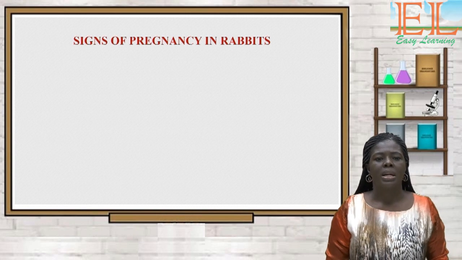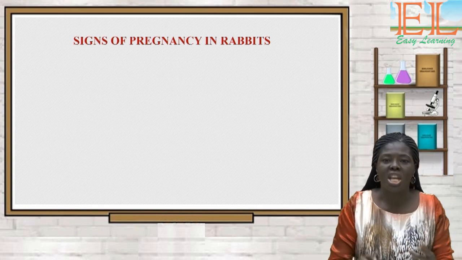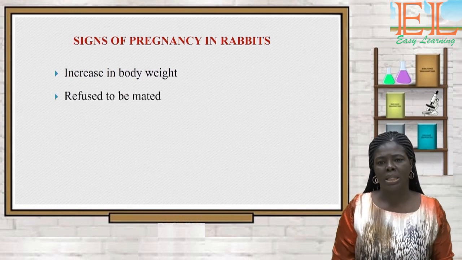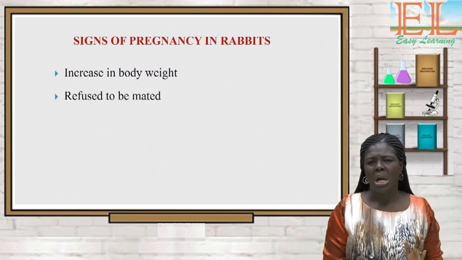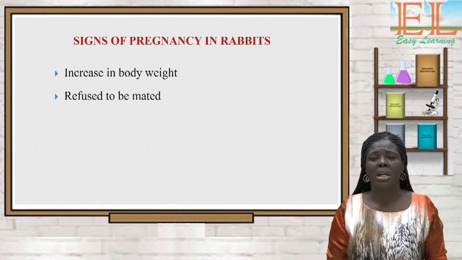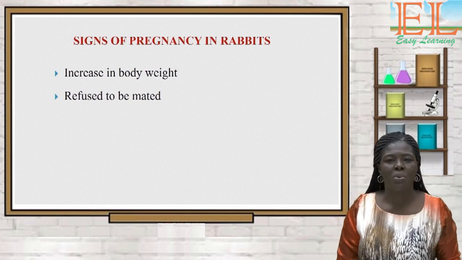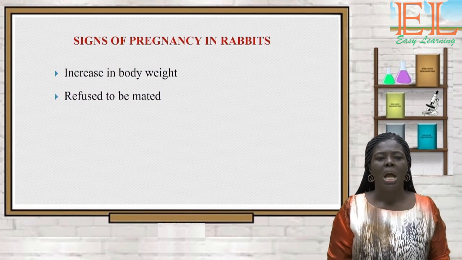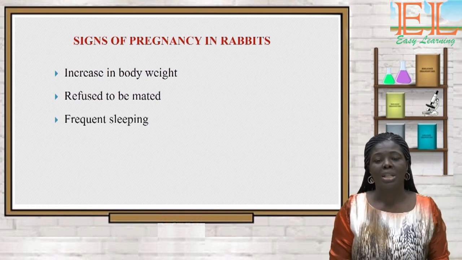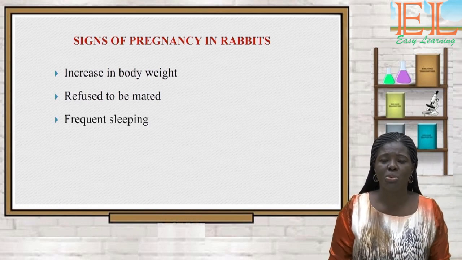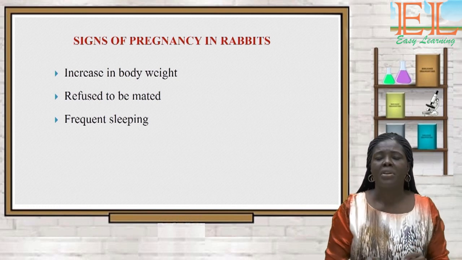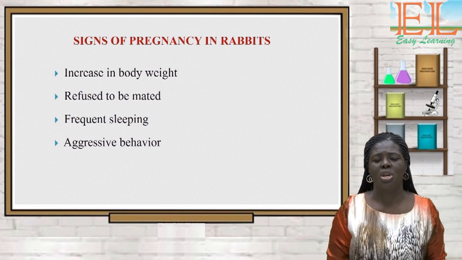One is that the body weight will increase. Two, it will refuse to be mated. So if you are not sure, and maybe you send the female back to the male, no matter what, it will not allow the male to cross it. Frequent sleeping is also another sign to let you know that your doe is pregnant. The aggressive behavior again is also here.